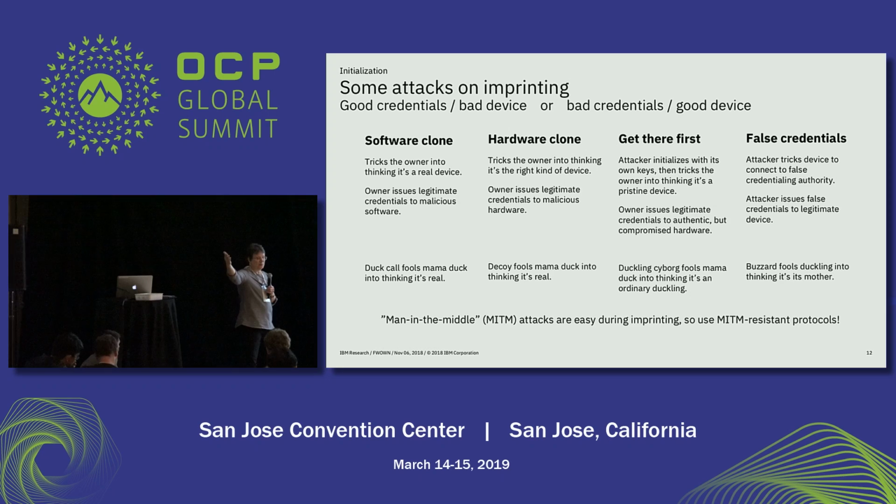If I'm trying to do this across the world to some device that I can't see, can't touch, can't do anything with, then how do I know that what I'm trying to imprint it with is really getting there and not being intercepted or changed? So imprinting is very commonly vulnerable to man-in-the-middle attacks unless you have a good secure protocol between the owner and the device.